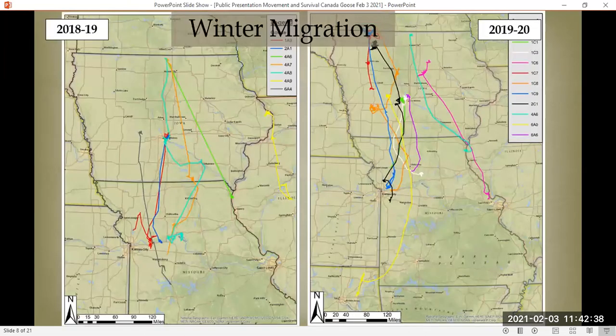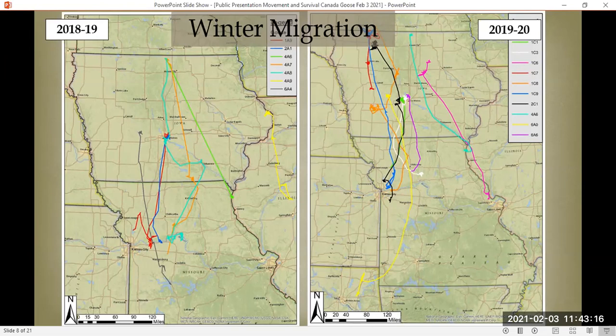We were also able to monitor large-scale movements, in this case, winter migration. We found that winter migration was closely related to the winter weather severity, so snow cover and cold. We found that geese from throughout Iowa did make a winter migration, including urban geese. And this was one of our questions, is a lot of people assume that urban geese stay in urban areas the entire year. And while that might be the case for some birds, other birds do make a winter migration.